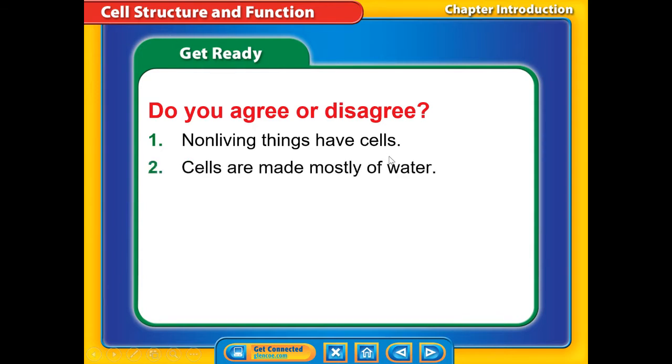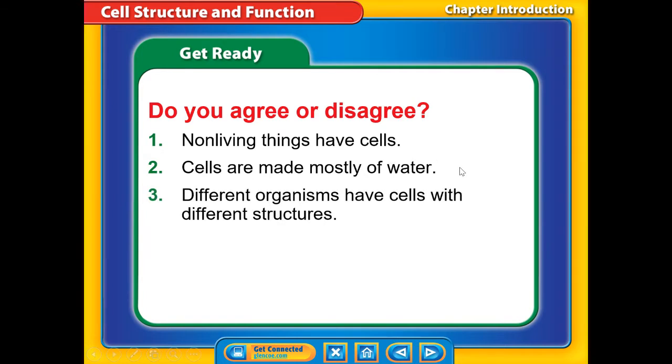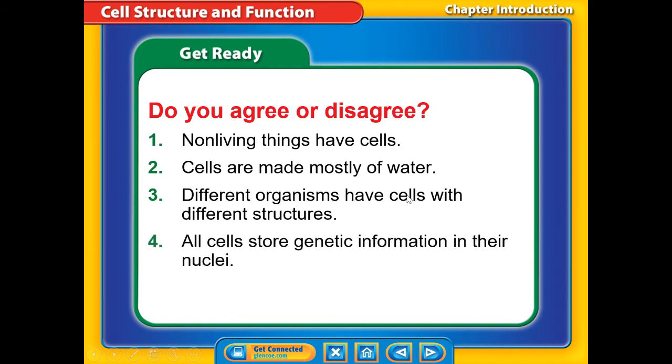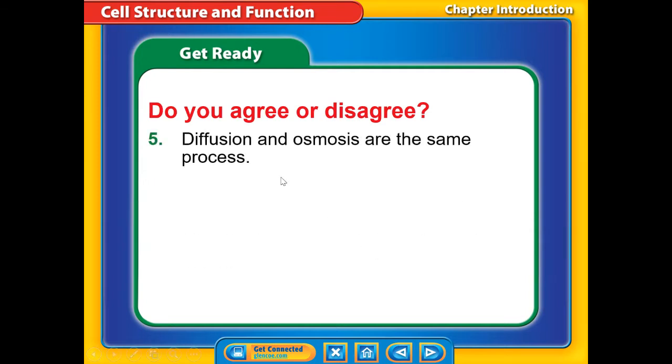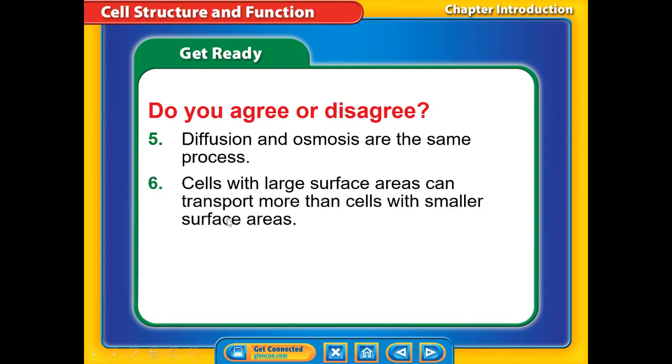Cells are made mostly of water. Different organisms have cells with different structures. Organisms, remember, are living things. So any living thing is called an organism in science. All cells store genetic information in their nuclei. Number 5, diffusion and osmosis are the same process. And it's okay to guess. These are new words for you, most likely. And then I believe 6 is the last one.